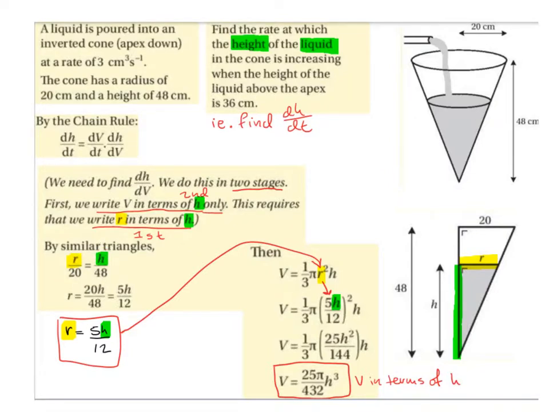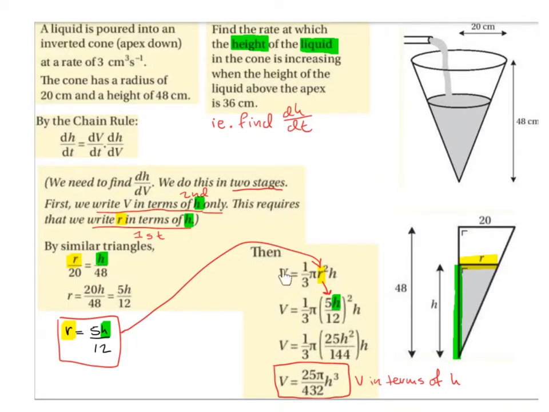Now we want to solve for r. So we're going to multiply both sides by 20. So we have r equals 20h over 48, which simplifies to 5h over 12. So now we have r in terms of h. So r equals 5h over 12. We have r in terms of h. So next we need to write v in terms of h. So v being the volume.